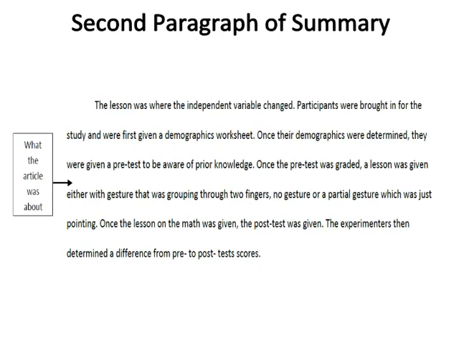The lesson was where the independent variable changed. Participants were brought in for the study and were first given a demographics worksheet. Once their demographics were determined, they were given a pretest to be aware of prior knowledge. Once the pretest was graded, a lesson was given either with gesture, which was grouping through 2 fingers, no gesture, or a partial gesture, which was just pointing. Once the lesson on the math was given, the post-test was given. The experimenters then determined a difference from pre- to post-test scores.